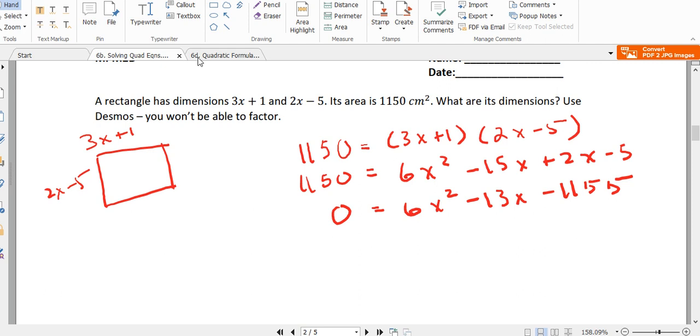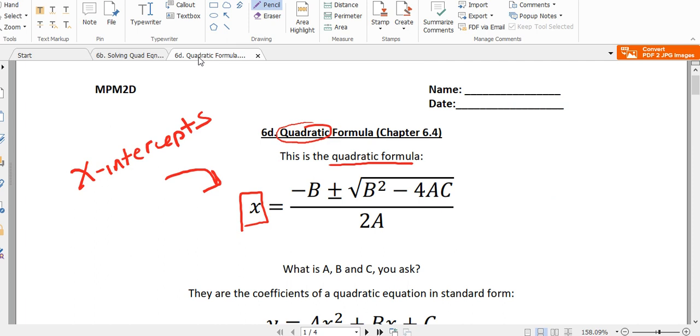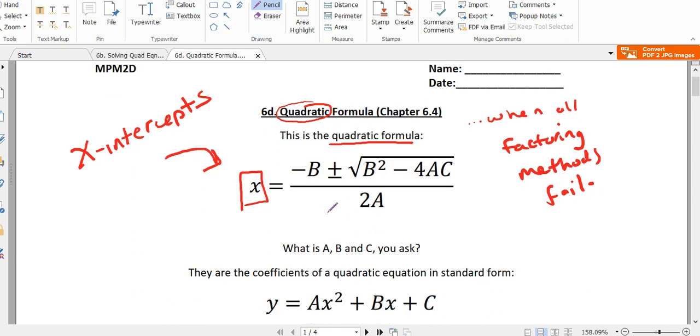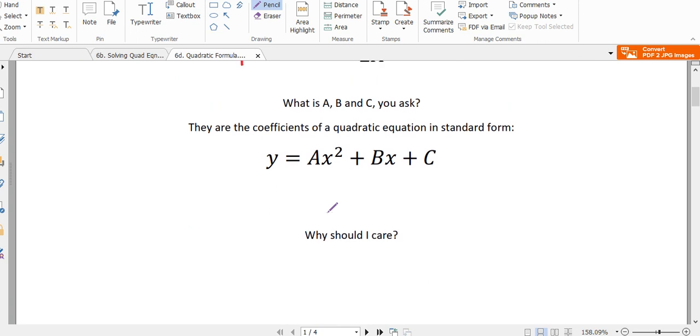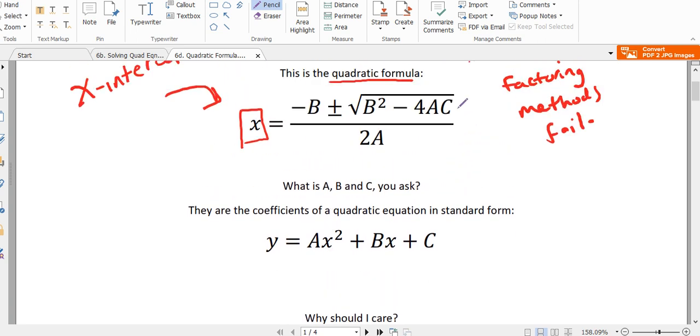So, quadratic formula to the rescue. The quadratic formula is used essentially when all factoring methods fail. In other words, this is a fail-safe for finding the x-intercepts, or the value of x. But then what do A, B, and C represent?